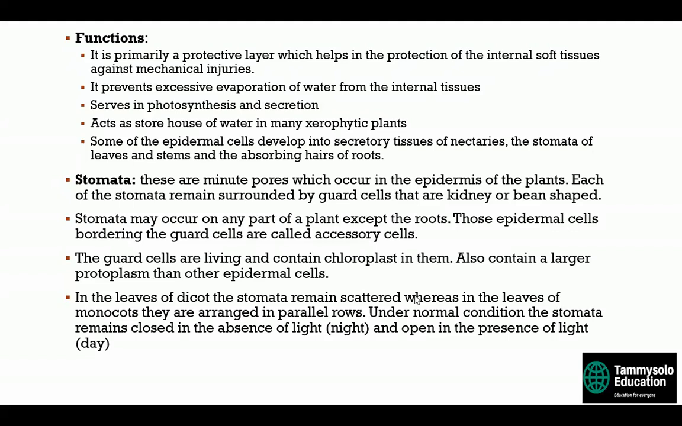In the leaves of dicots, the stomata remain scattered, whereas in the leaves of monocots, they are arranged in parallel rows. Under normal conditions, the stomata remain closed in the absence of light and open in the presence of light. In other words, at night the stomata remain closed, while at daytime they remain open. This could be due to environmental changes, differences in weather temperature, which lead to increased transpiration activity at daytime and reduced or no transpiration or gaseous exchange at night.